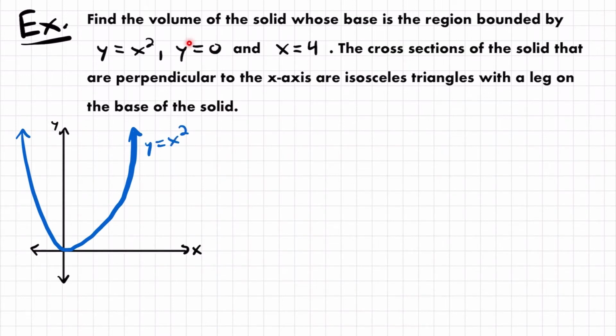And then we have y equals 0, which is just the x-axis, right? The x-axis is where y is equal to 0. And then we have x equals 4, which if this is x equals 4 along the x-axis, then this line right here will represent the line x equals 4. All right, and so now we can see that the region bounded by x squared, x equals 4, and the x-axis will be this region in here. And so I'll shade that in. This region represents the base of the solid that we want to calculate the volume of.